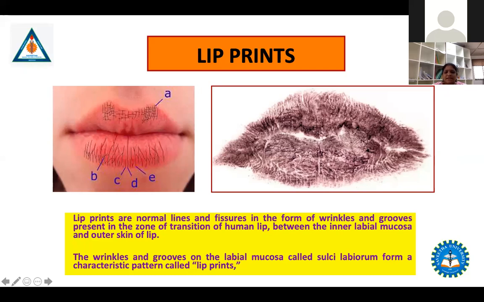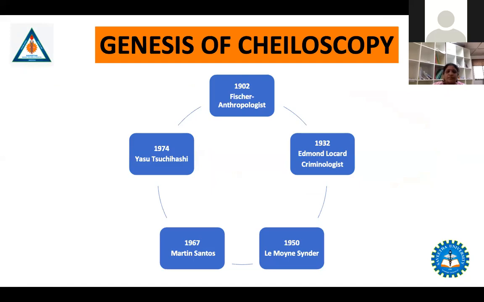The wrinkles and grooves on the labial mucosa, called sulci labiorum, form a characteristic pattern called lip prints. It is again important to know how this field of cheiloscopy started evolving. In 1902, Fisher was the first anthropologist who noticed that these markings on the lip are not only for aesthetic concern, they do play an important role in anthropology.